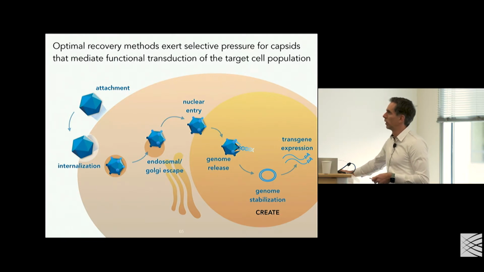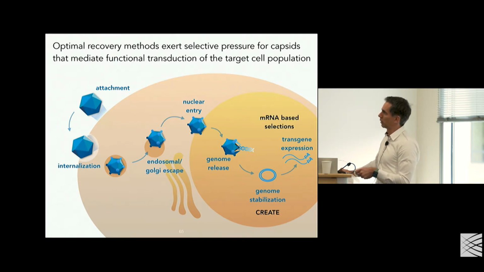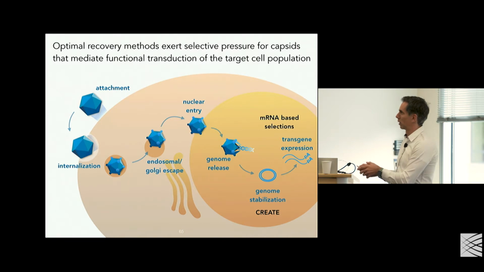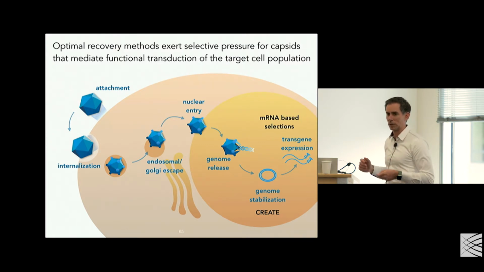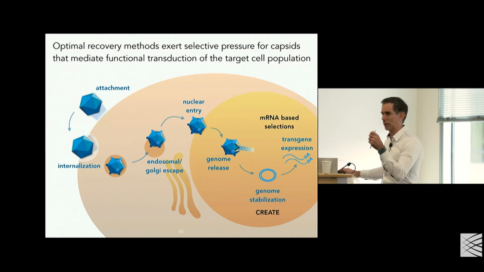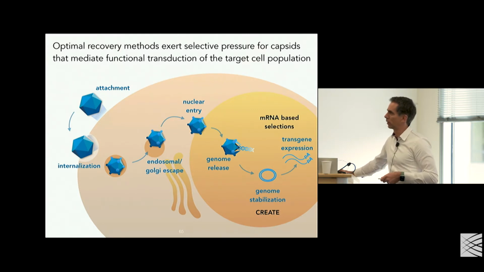So we've modified our methods, and now we are using an RNA-based method where we actually read out capsids at the RNA level and use this as a selection. So we're, again, really focused on finding the AAVs that are functionally transducing cells and turning on gene expression. And so this is working quite well, and we're now using this across a variety of different selections.